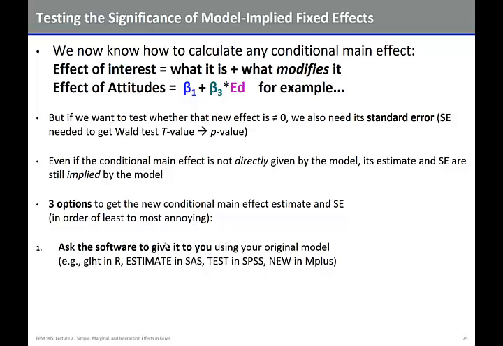So how do we figure out the standard error of the effect? This is where most of the time we just want the software to give it to us. We can do this with this ugly looking function, GLHT. Glut. Would you pronounce that differently? I don't know. General Linear Hypothesis Test, I think that's what it stands for. GLHT in R. If you're in SAS or SPSS or Mplus, there'll be different versions of this.